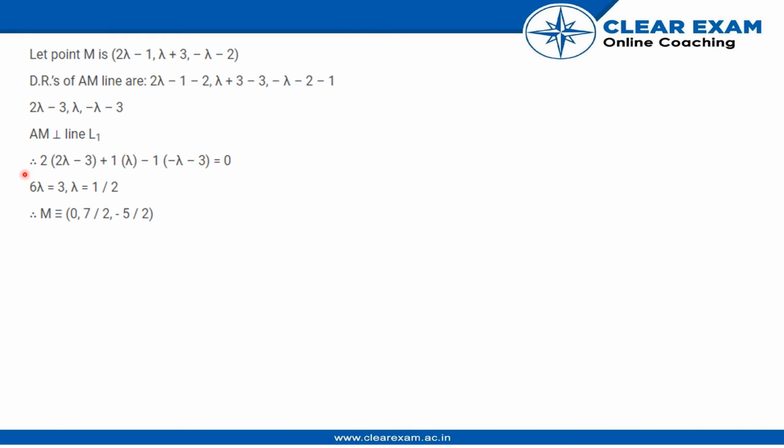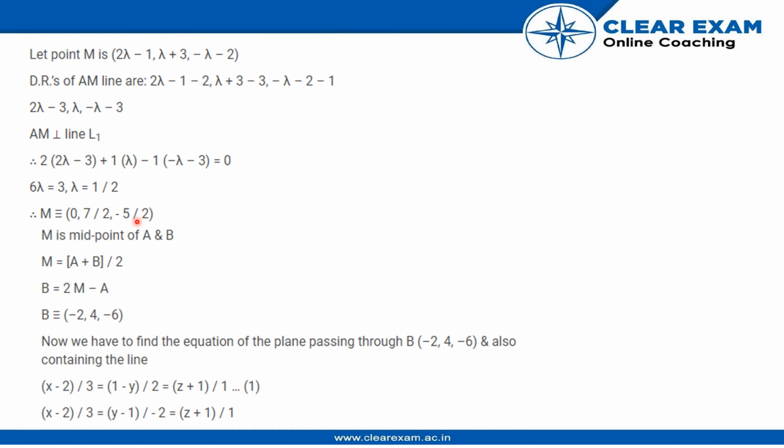So therefore we have 2(2λ − 3) + λ − (−λ − 3) = 0. So we get 6λ = 3, and λ's value is 1/2. Therefore we get the point M as (0, 7/2, −5/2). Now M is the midpoint of AB, so M = (A + B)/2. Therefore B = 2M − A.